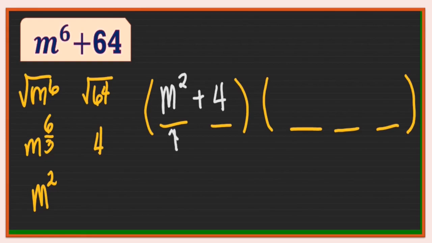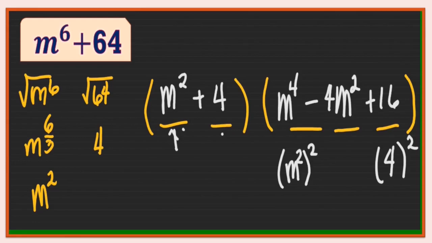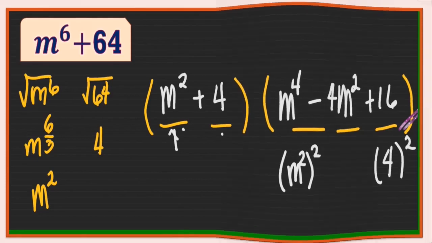First, we have to square m squared. When we square m squared, that is power of a power, so we will multiply 2 and 2, and that is 4. So this is m to the power of 4. The opposite of plus is minus. Then we multiply m squared as well as 4, and that is 4m squared. Then we square 4. 4 times 4 is positive 16, and that is our factored form.